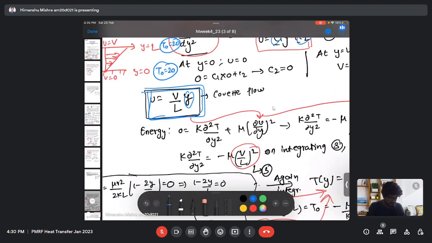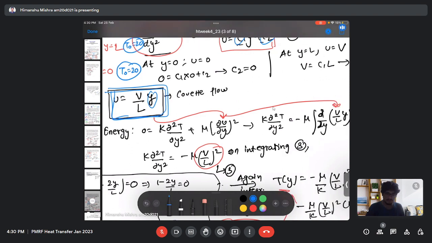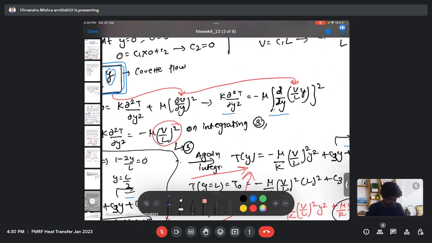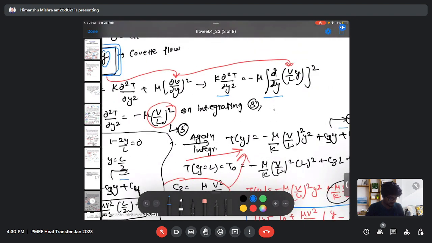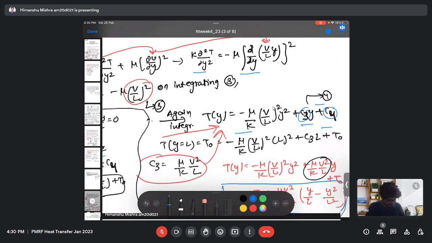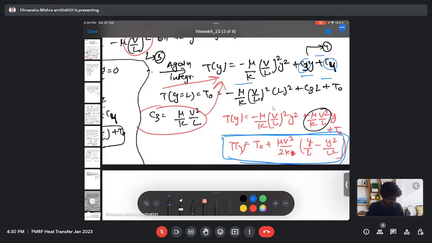Here I directly use the simplified energy equation with the basic approximations. On solving the energy equation, I can write my temperature profile. To solve for the constants C3 and C4, I need to use the boundary conditions in terms of temperature, which are again given in the question. Then I can write my temperature profile in terms of y, showing how the temperature varies in the y direction.